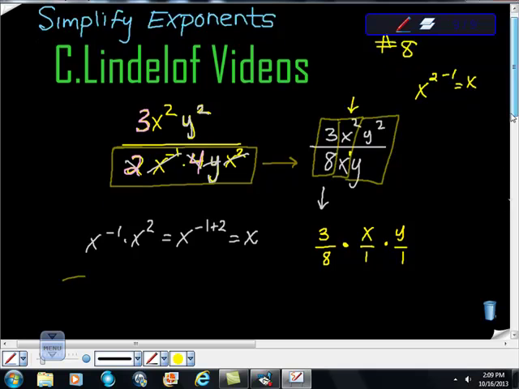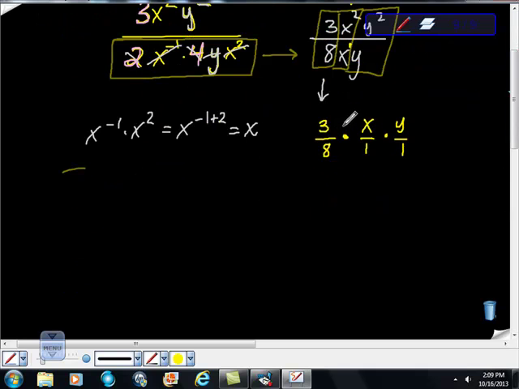And when I multiply, I love multiplying fractions because it's the easiest thing to do. You just multiply straight across, don't you? And when I multiply 3 times x times y, I get 3xy. And when I multiply 8 times 1 times 1, I just get 8. So there's my answer.